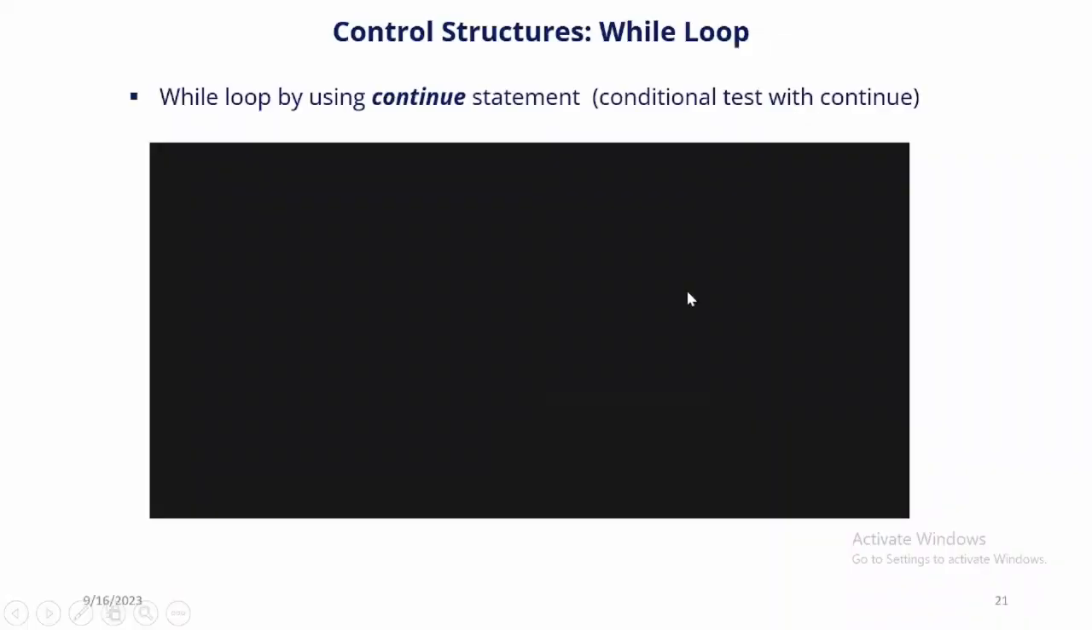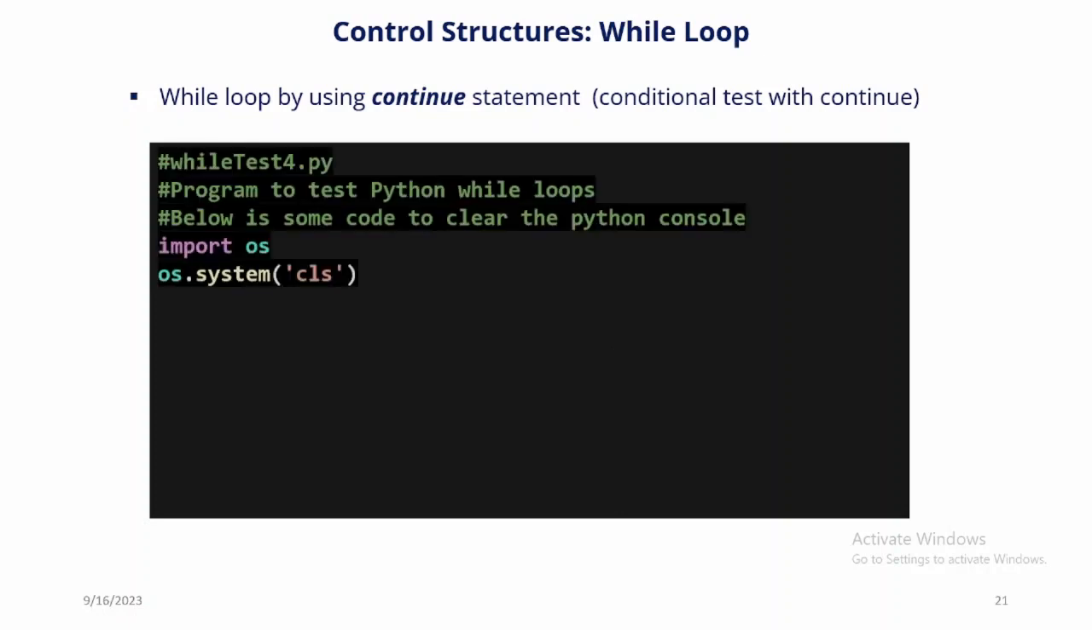Now let's look at how to control a while loop by using the continue statement. Like we said before, once the program encounters the word continue in a while loop, it goes back to the beginning of the while loop without executing the rest of the while loop. So we'll call this while test4.